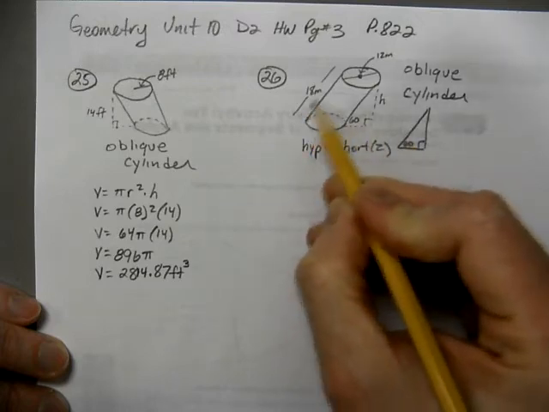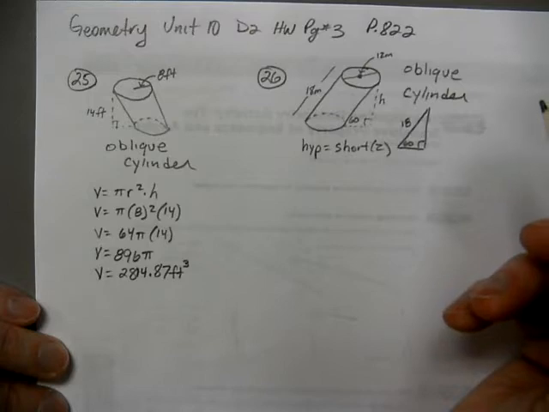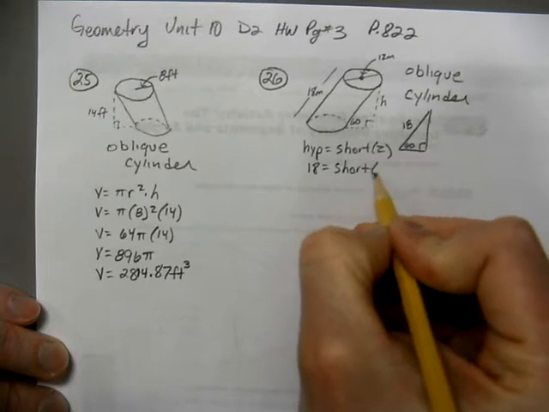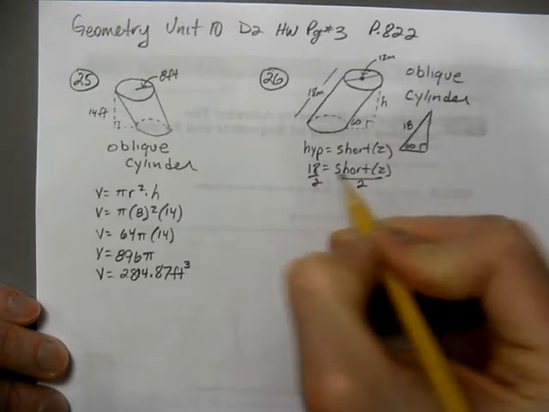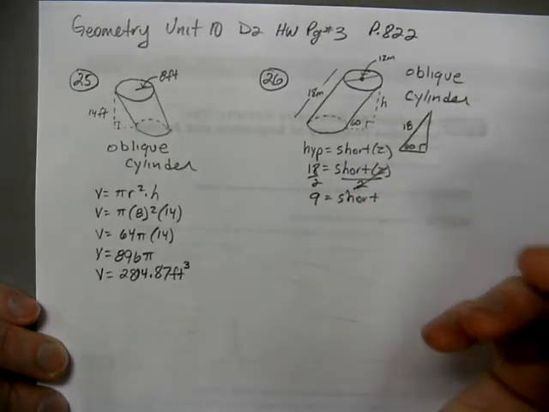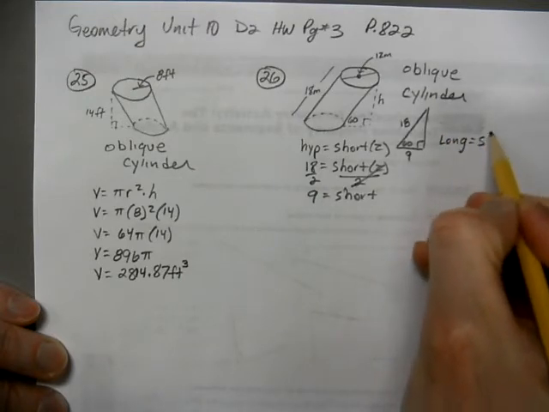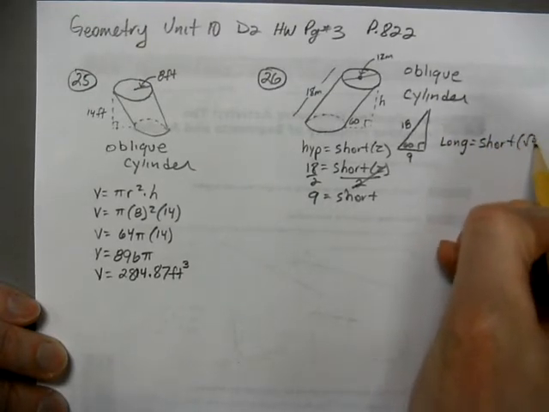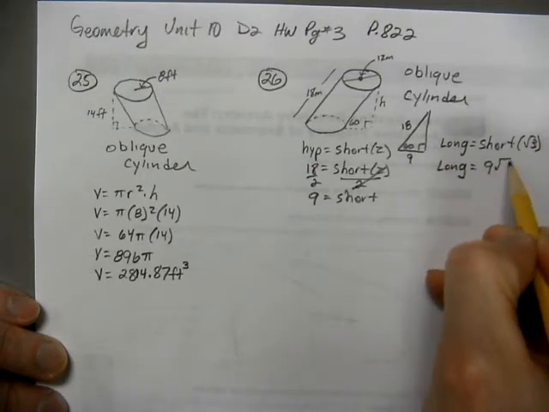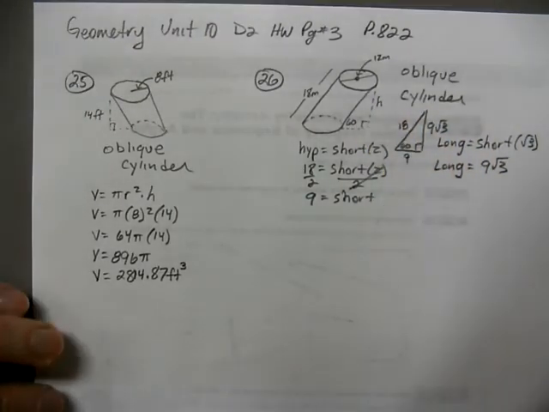with our 60-degree angle, we have a slant, which would be our hypotenuse, of 18. We're going to divide by 2 to figure out that 9 is the short side. And then the long side is the short times root 3. So the long side is 9 root 3. So that's our height.